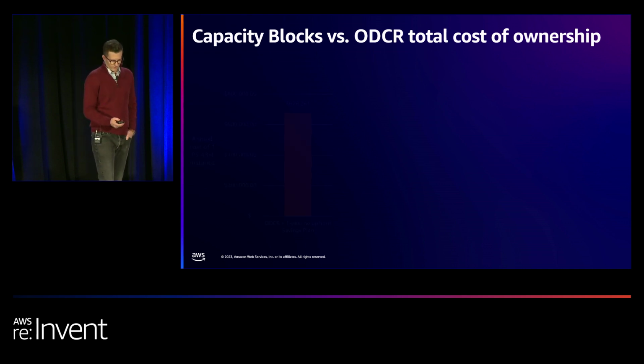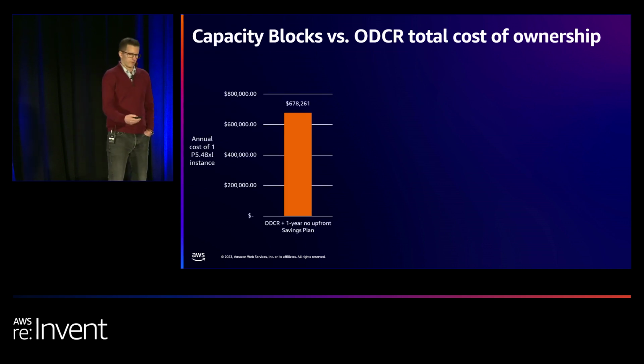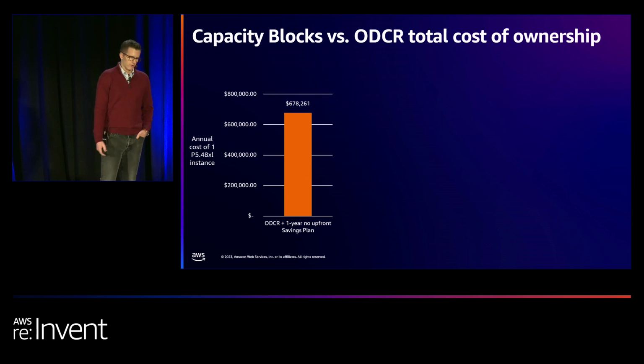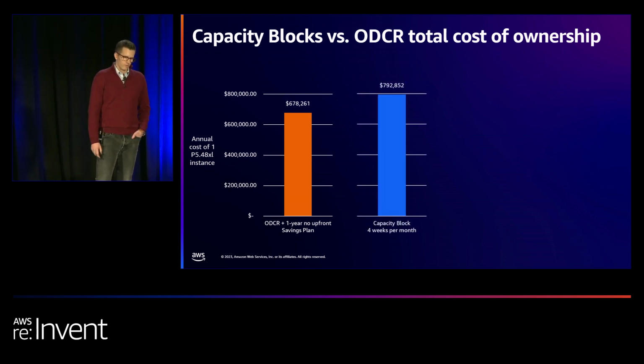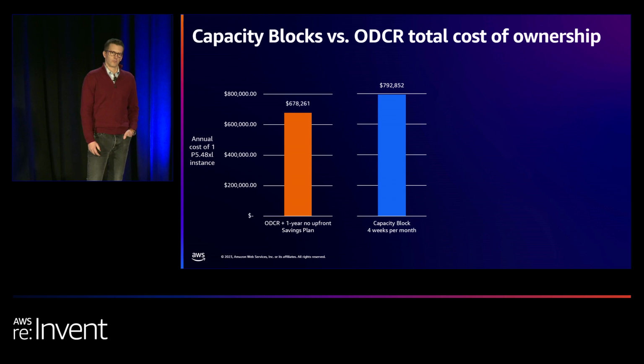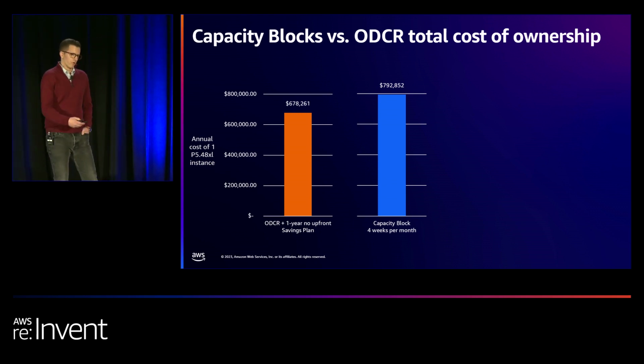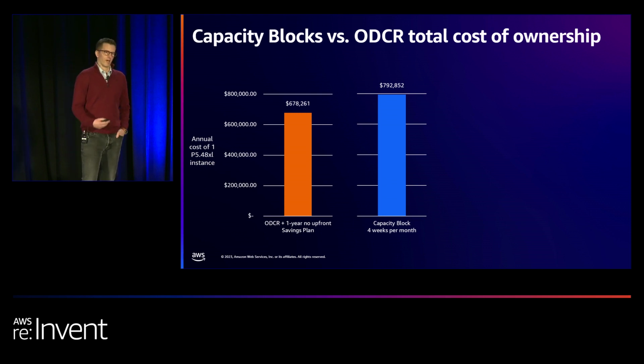So as a baseline, let's take a look at what it would cost to hold on to a single P5 instance for an entire year if you combine a capacity reservation with a 1-year no upfront compute savings plan. That would cost about $678,000. And if you plan to use that instance for the entire year pretty efficiently, with close to 100% utilization, it's going to be more effective to use an ODCR than using Capacity Blocks because Capacity Blocks are not compatible with savings plans.